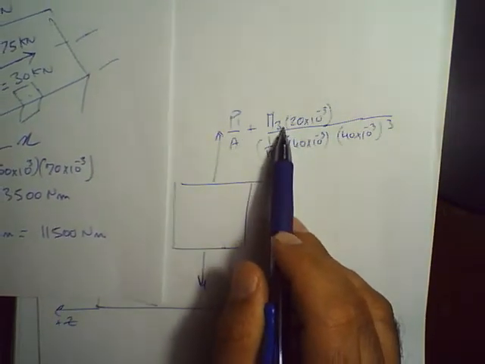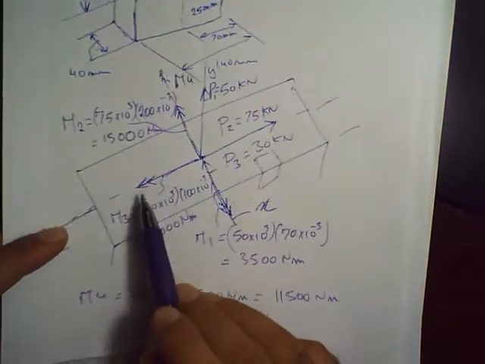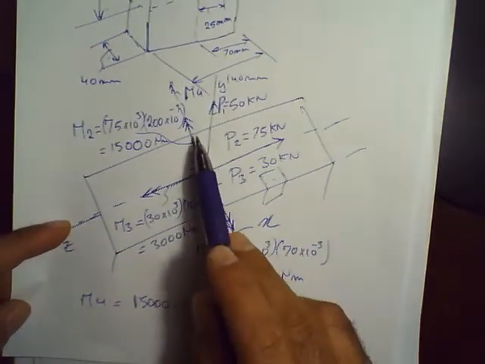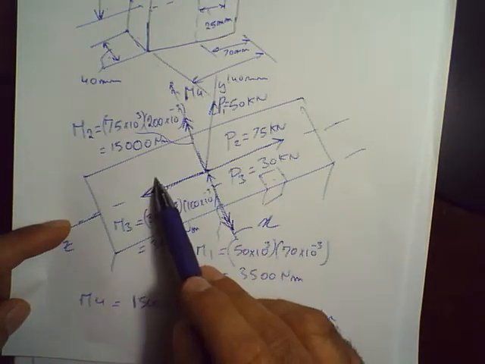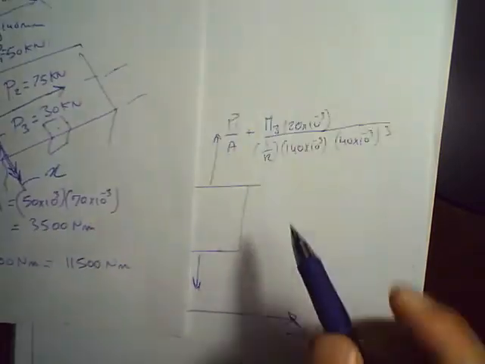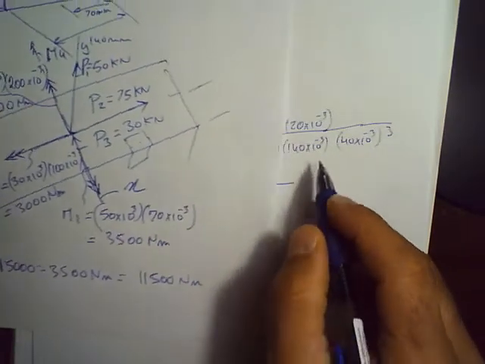Second component is again tension. Tension is going to be due to M3. And then how about this one? This one is actually creating tension on this end and then compression on this end. So that would be minus.